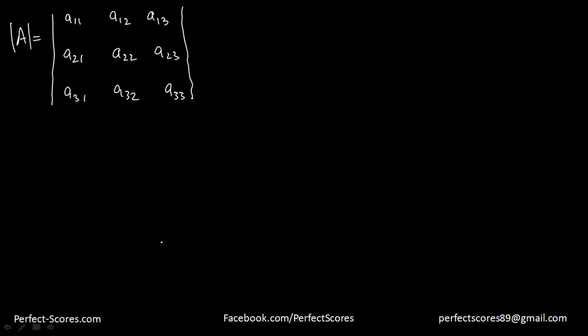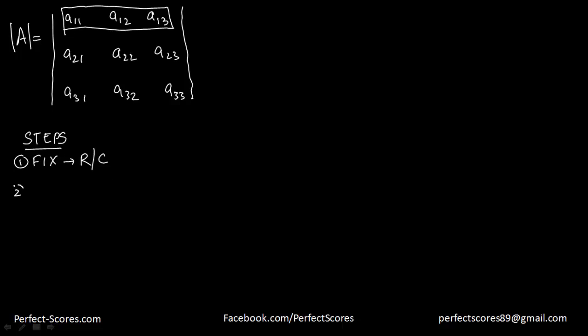So initially you're going to fix a row or a column. I'm going to write down the steps here. Step 1 is to fix up a row or a column. Let's suppose I'm going to fix up this row right here, right? So this is what I'm going to do. Now once you fix up a row or a column, then you start with its first element.